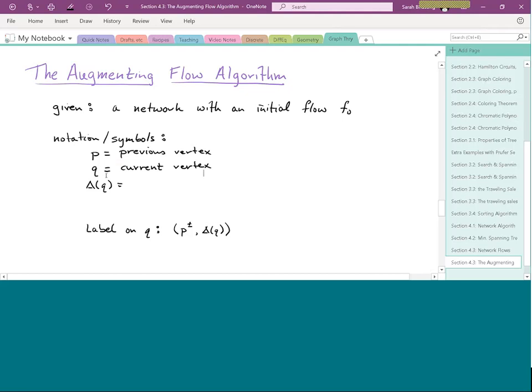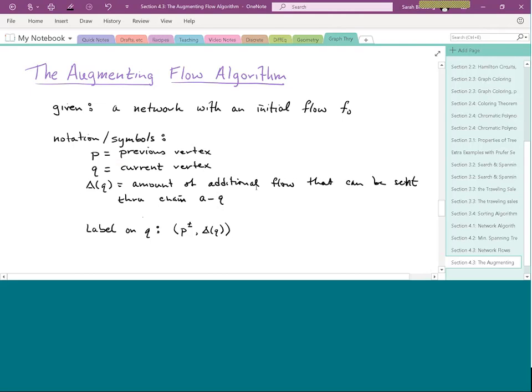Then we have this special symbol, and this special symbol right here is the amount of additional flow that can be sent through chain A to Q. So we don't know that that's how much additional flow that we can push through the entire network, but at this point in our stage of working, this is the amount of additional flow that we can push through at this point in time.